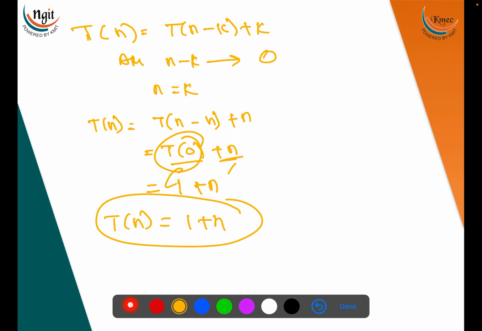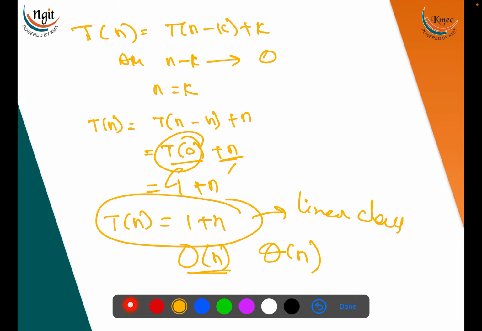Now what is the time complexity of this, or to which class does it belong among our time complexity classes? It is big O of n. The same you can also represent with theta of n. The class is what? Linear class. So this is one example.